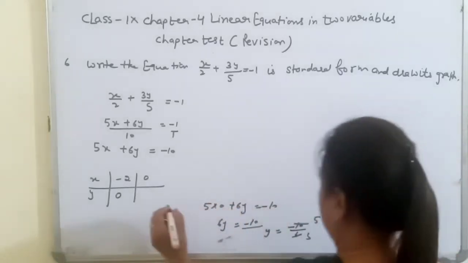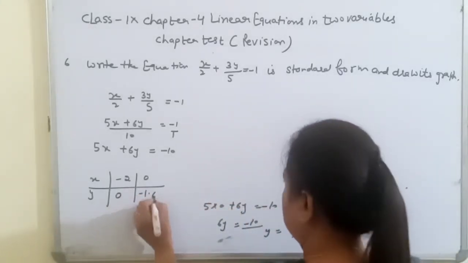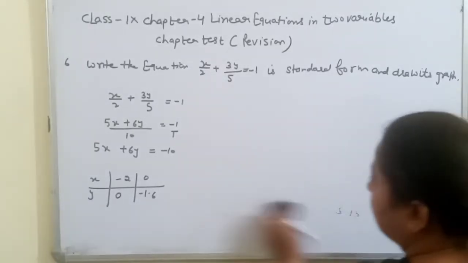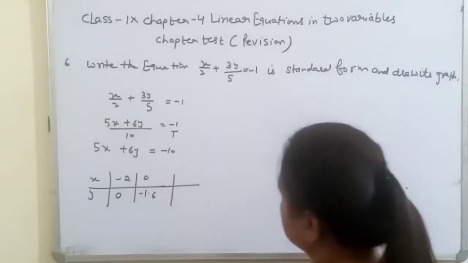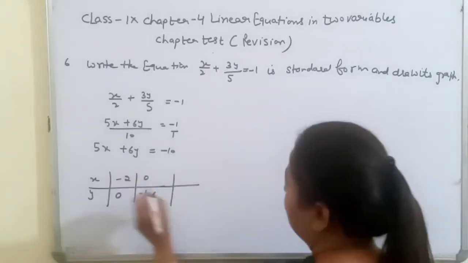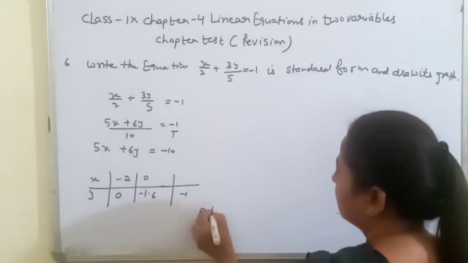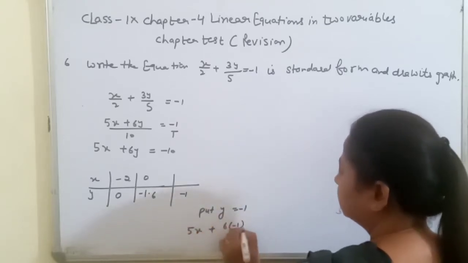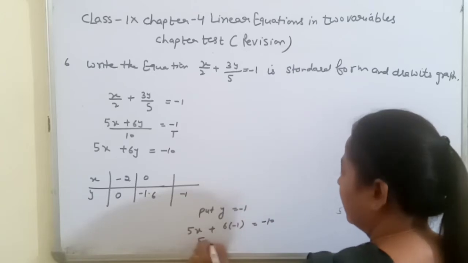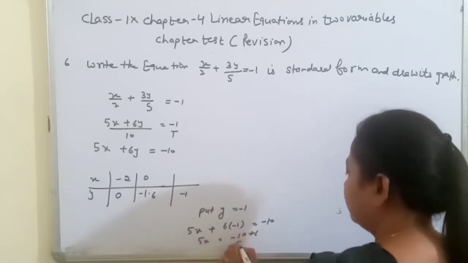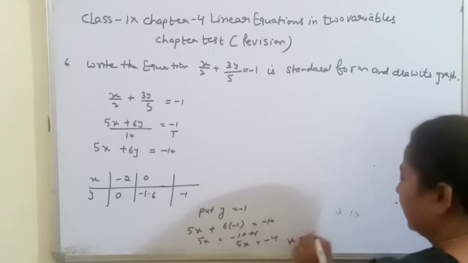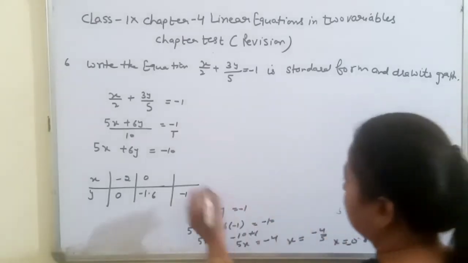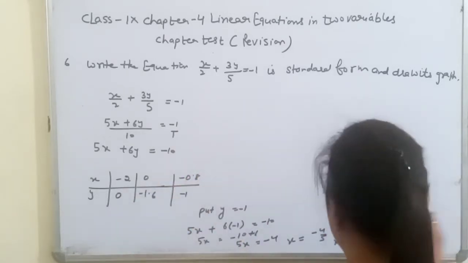Divide 5 by 3, this is -1.6. Now next we can find one more solution. Let's take y as -1. Put y equal to -1. You can substitute any value. 5x plus 6 into -1 equal to -10, 5x equal to -4, x equal to -4 by 5, this is -0.8. So x is -0.8.